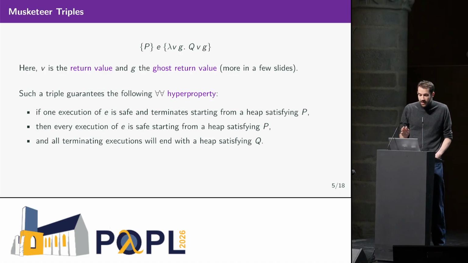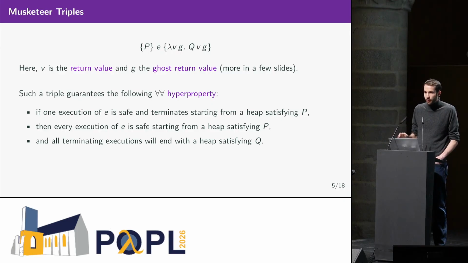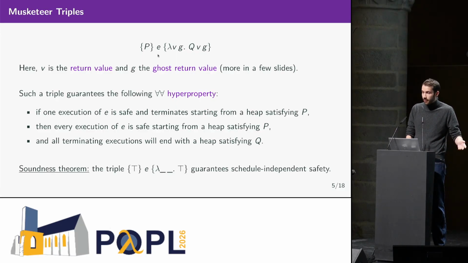Such a triple guarantees a hyper property, a for all hyper property that is a bit verbose, so brace yourself. It says that if one execution of E is safe and terminates from a heap satisfying P, then every execution of E is safe starting from a heap satisfying P, and all terminating executions will end on a heap satisfying Q. The important thing to understand is that if we trivialize P and Q, we get a soundness theorem that says that if we are able to verify the program E, then we know that E satisfies schedule-independent safety.